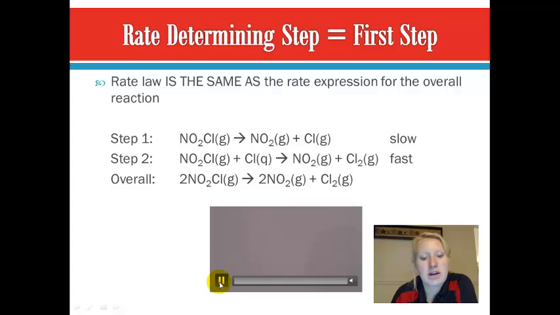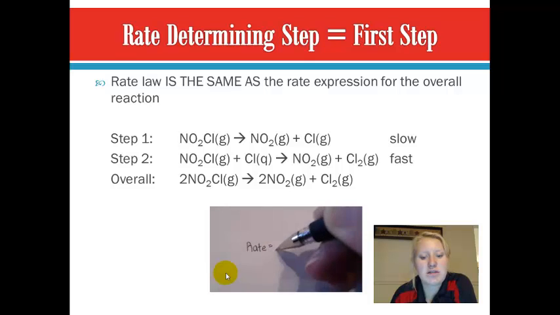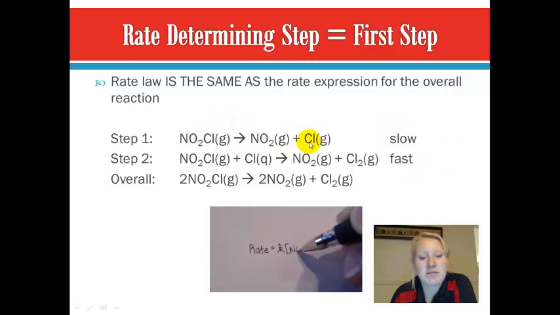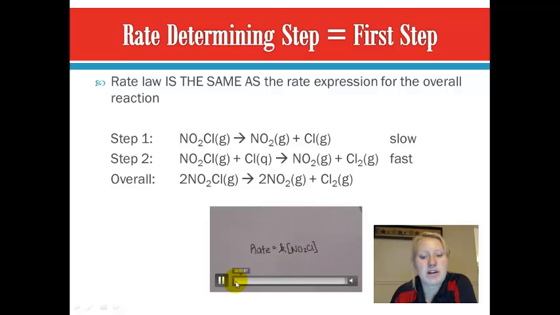Now, the rate law is always found from the rate determining step because that's the slow step. It determines how fast the reaction is going to go. So because the first step is the slow step, rate is just equal to a constant k times NO2Cl, and there's only one, so the exponent is 1.